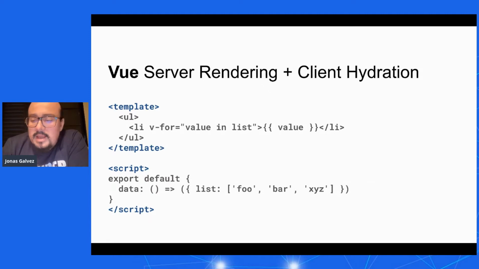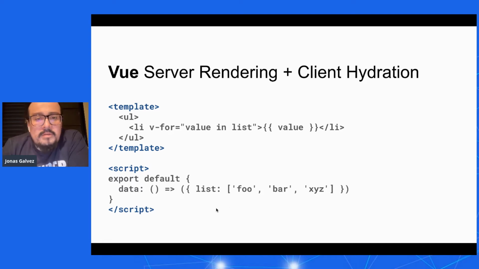So let's talk about that in a bit more detail using Vue as an example for server rendering and client hydration. What you see here is a Vue component. We call it a single file component because it includes the JavaScript and the templates used for rendering the component. In here we have a simple list element that's being rendered off a list variable that's added to the state of the component.